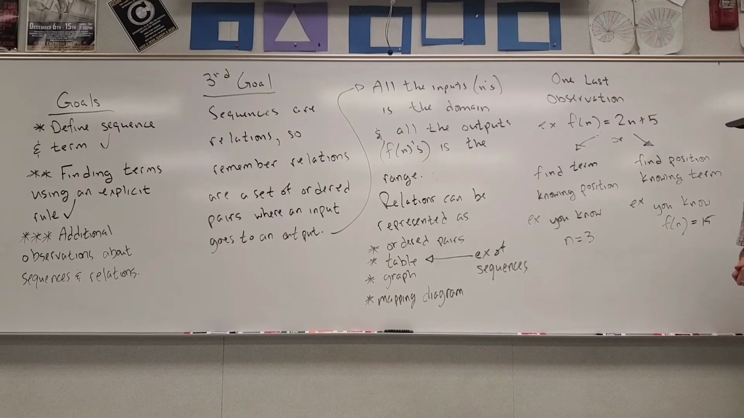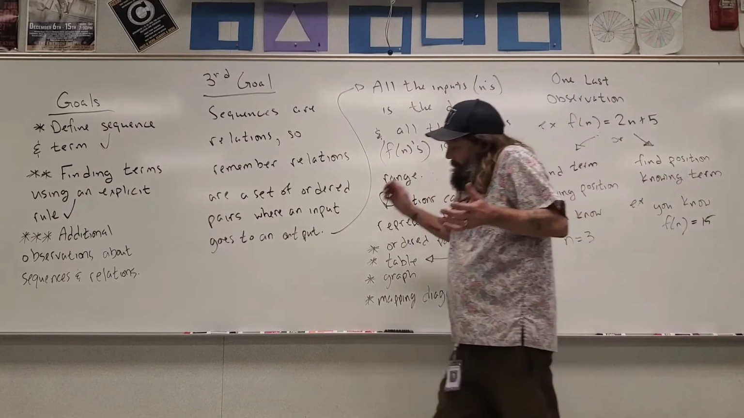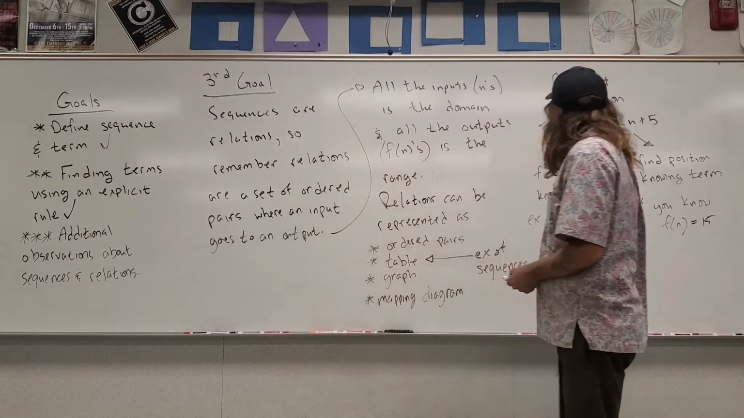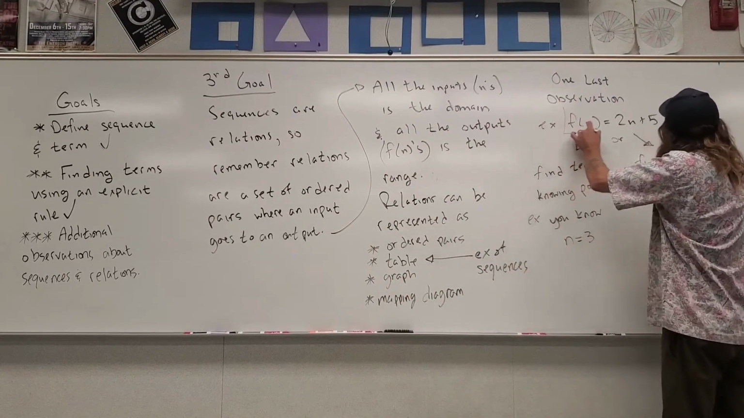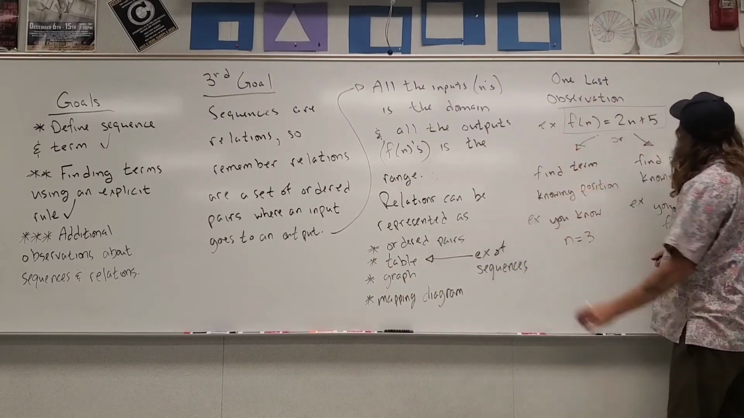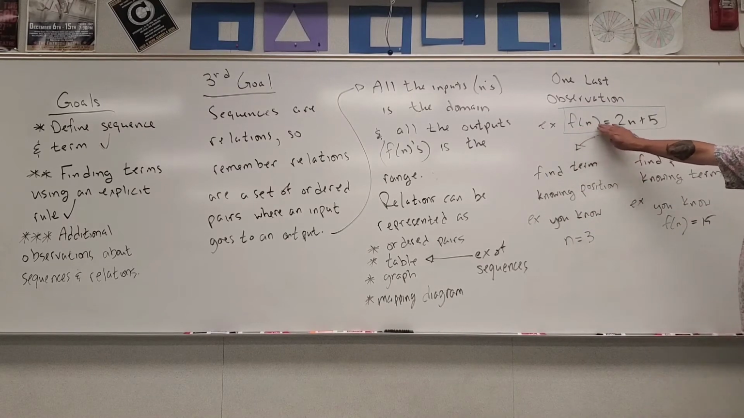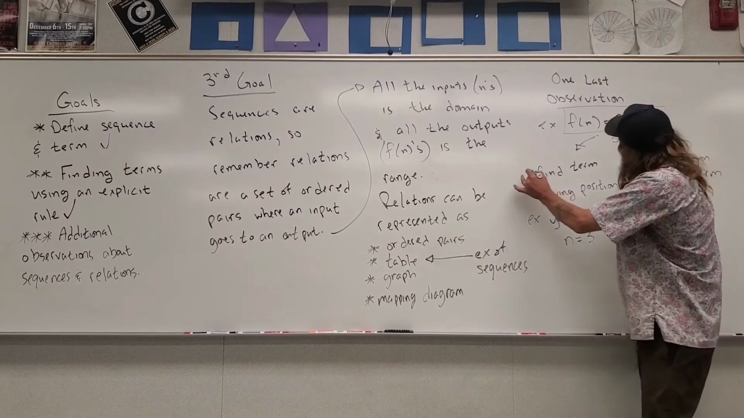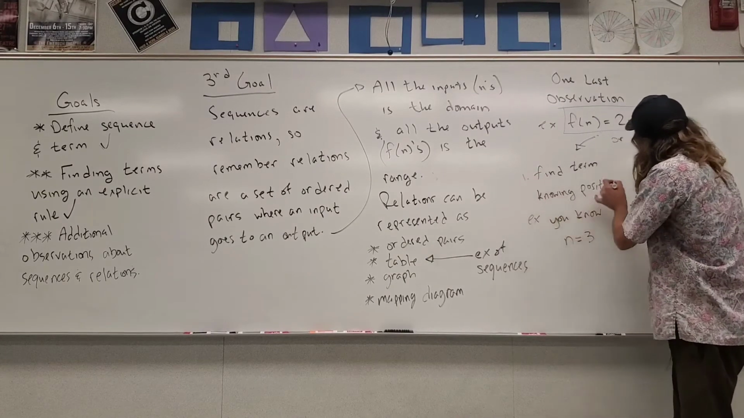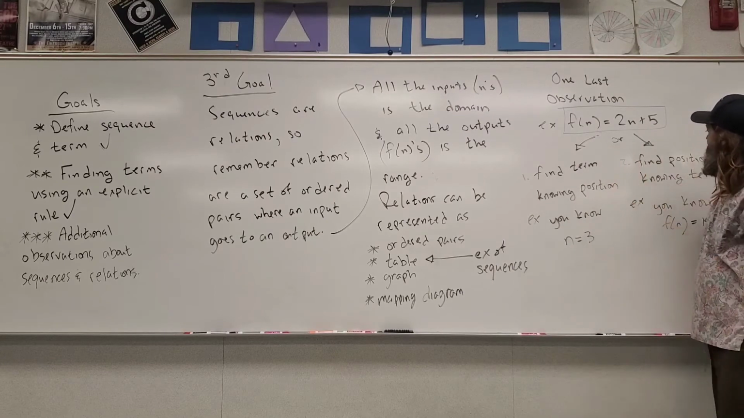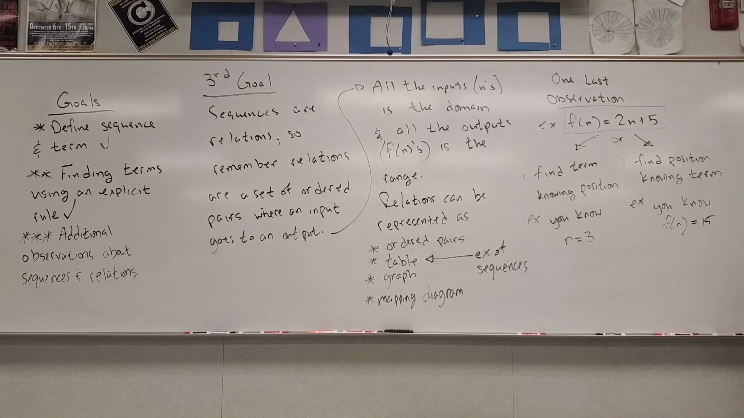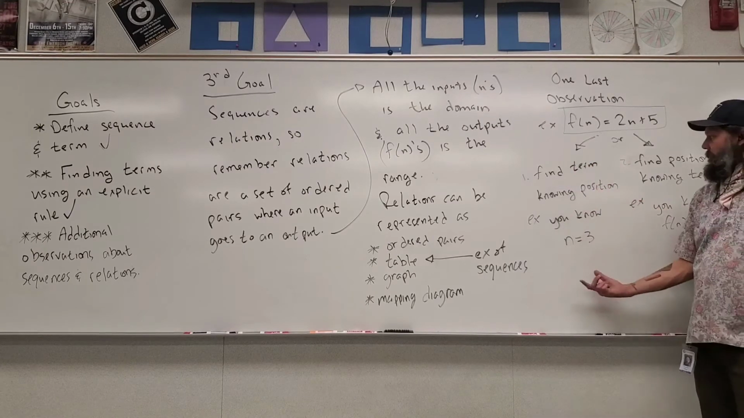And this observation is about this example I just made up. In this problem, I gave you an explicit rule, and the sequence is going to be created by this explicit rule. F of n is equal to 2n plus 5. So there's literally two questions that I can ask you from this equation. The first question is I can find the term knowing position. The second question is I can find position knowing term. So I'll work through this one real quick.